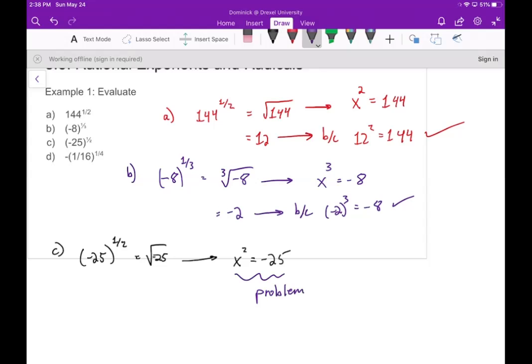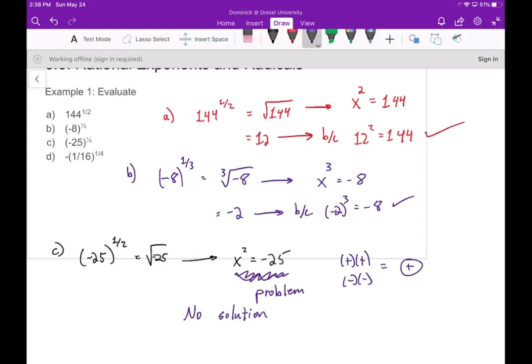Because if you multiply a number by itself, you're either doing positive times positive or negative times negative, right? In either case, you're going to get a positive to come out. So no matter what, if you multiply a number by itself, you're getting a positive. So this actually can't happen. If you take a number and multiply it by itself, you can't get -25. So this actually has no solution.